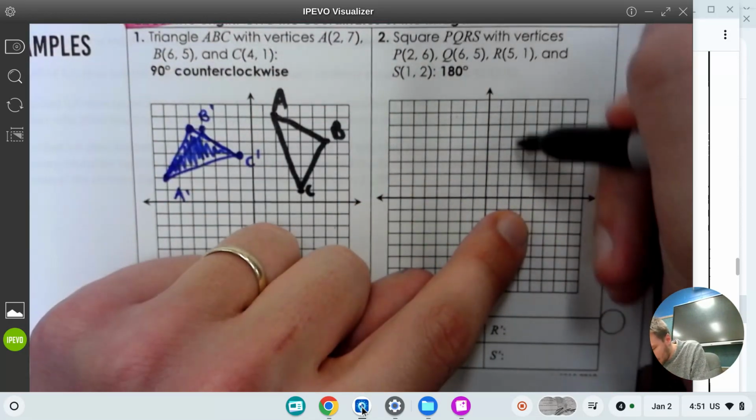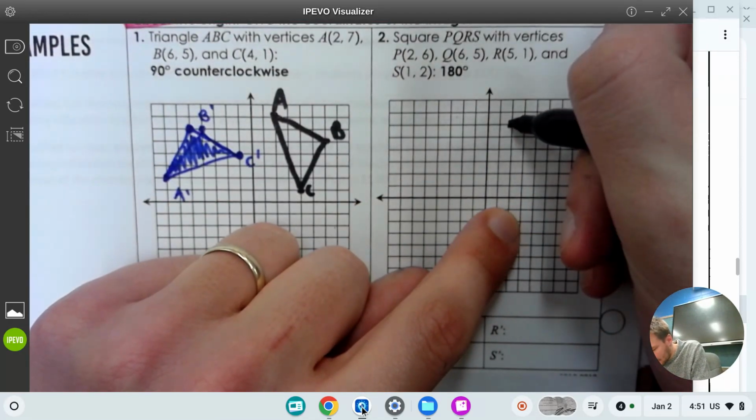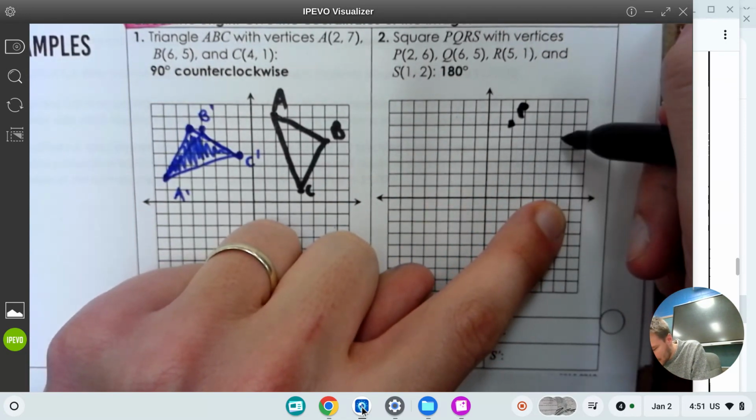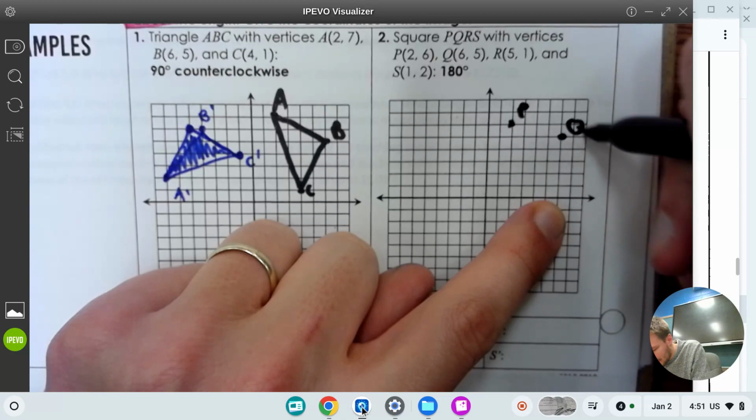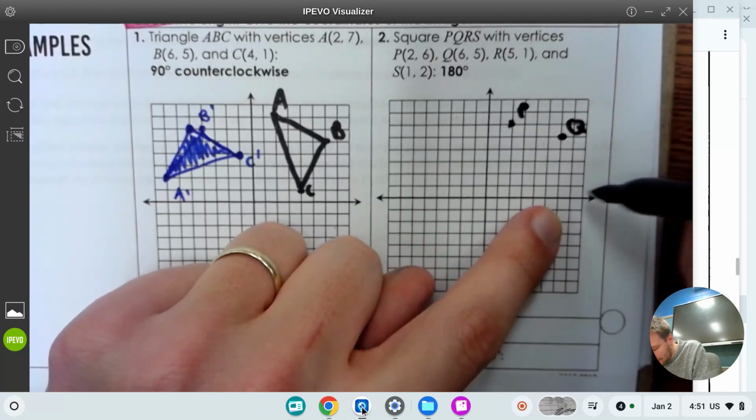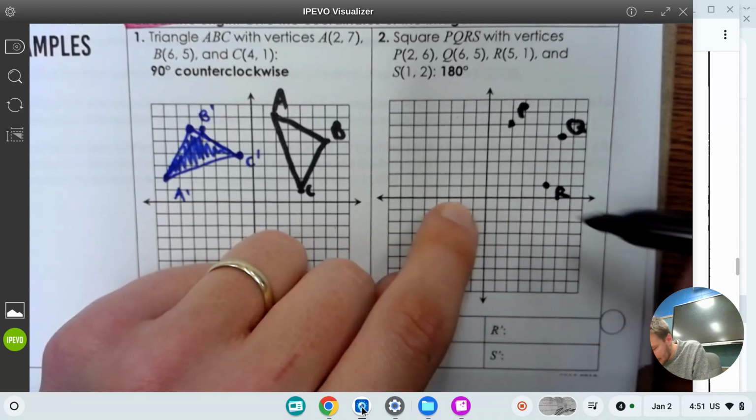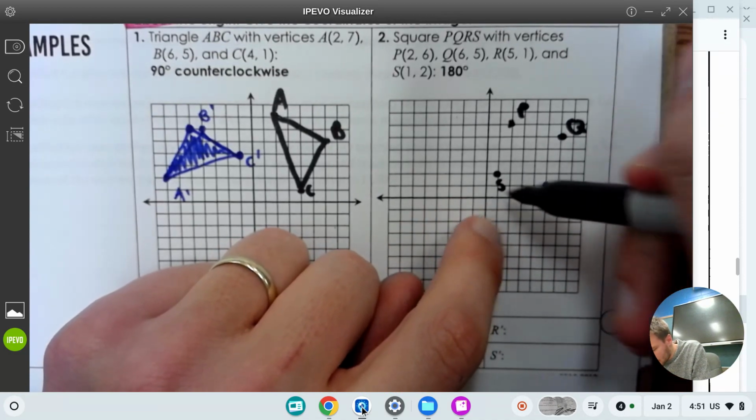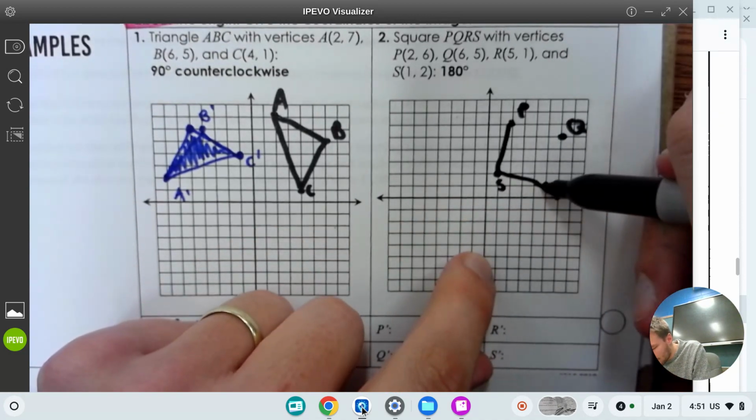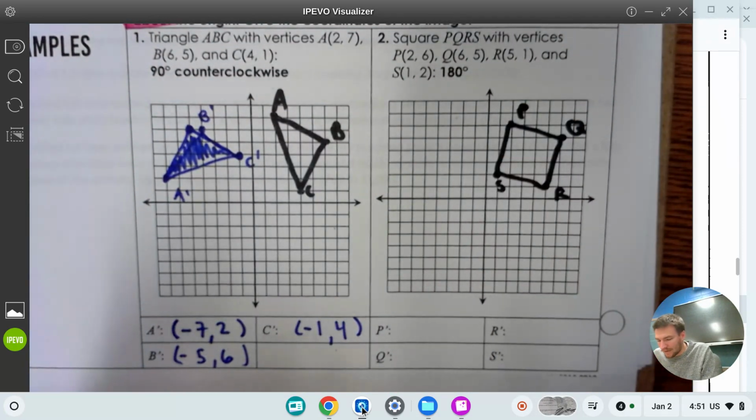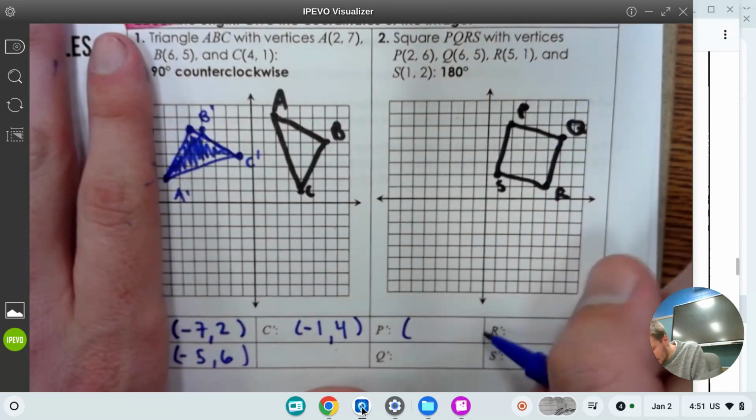P is 2, 6, got it. So I'll label it. Q is 6, 5, this is the one that messed me up earlier, 6, 5, got it. R is 5, 1, got it. And S is 1, 2, too easy. Boom, boom, boom, boom. It looks like a square. I think we're good.